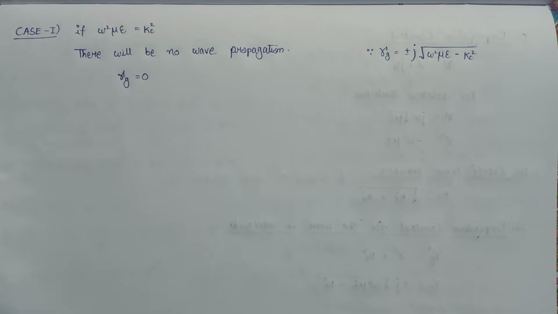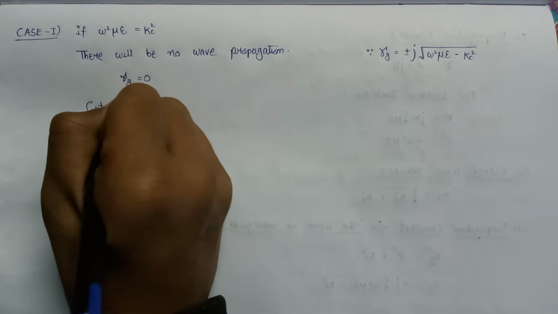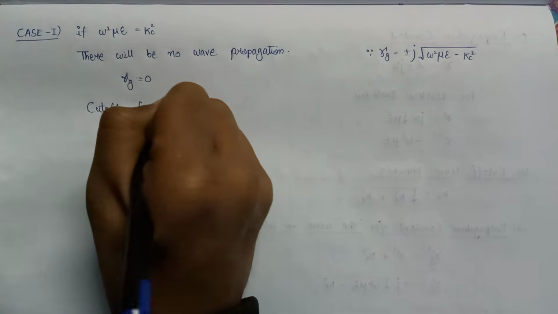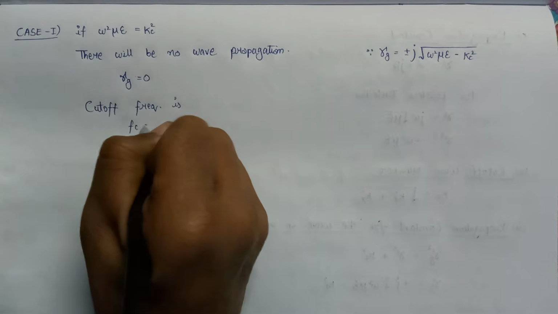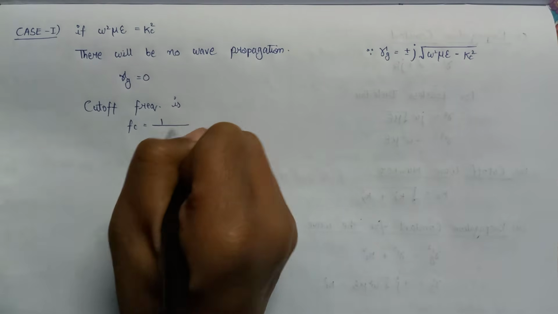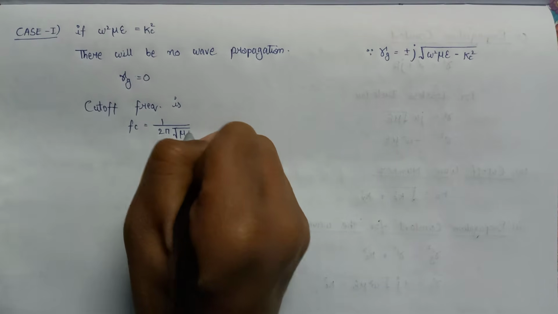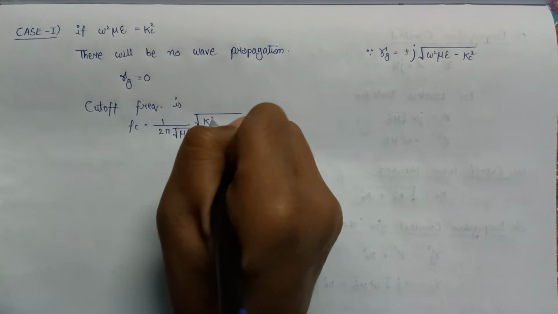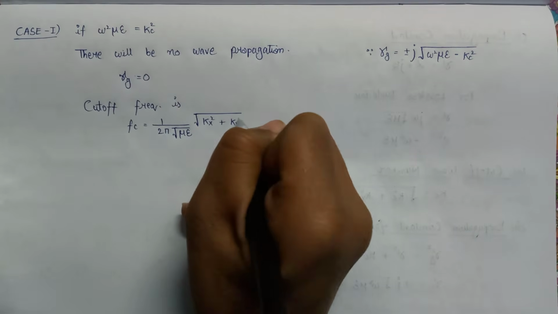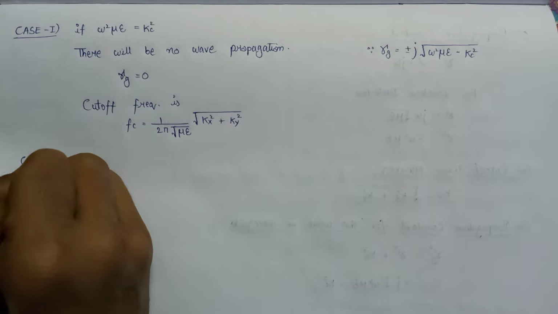And since there is no wave propagation, the cutoff frequency is given as fc, equal to 1 over 2 pi under the root mu epsilon under the root kx square plus ky square. So this is all about case 1. Now let us have a look at case 2.